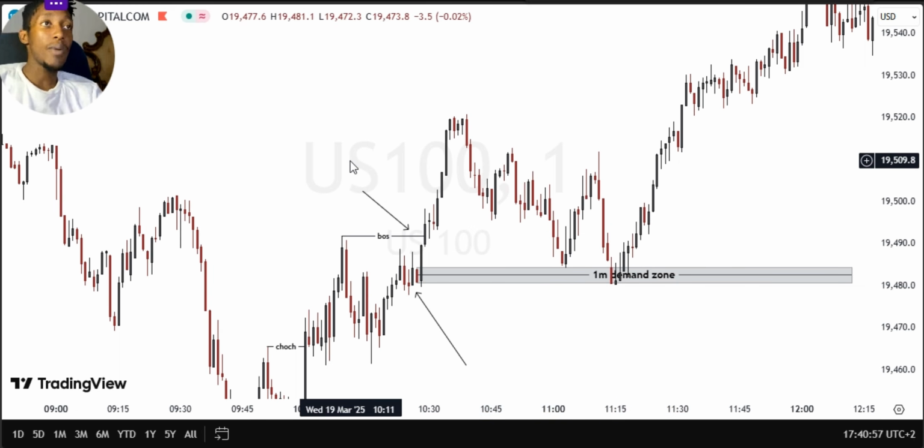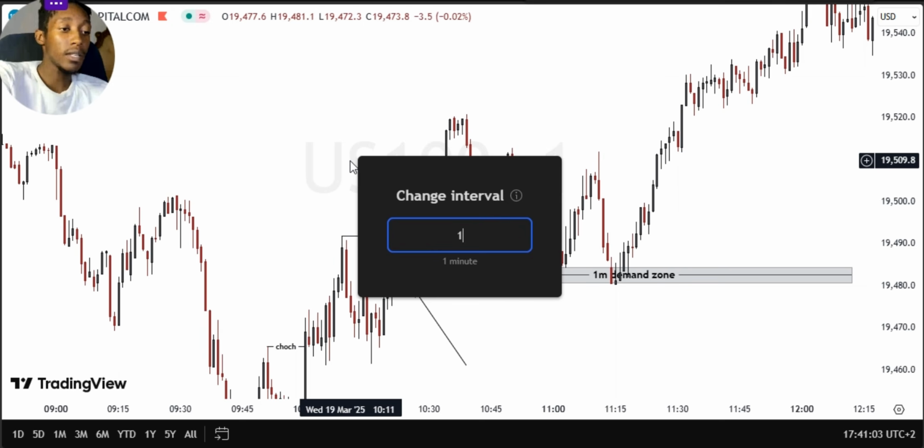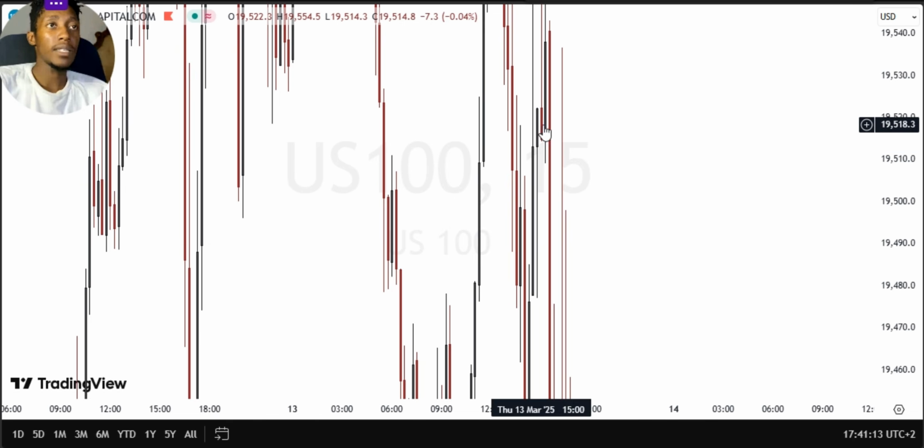And then let's go back to our 15-minute. So this is a 15-minute time frame. Since I said I monitor the market on a 15-minute time frame, I don't feel comfortable with 1 minute.